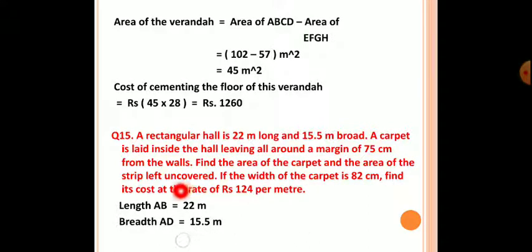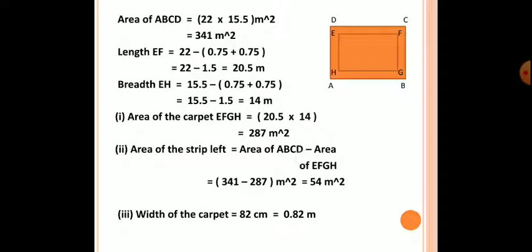So length AB is equal to 22 meter. That is, I have drawn the figure in the next slide. So the length of the room, or the length of the hall AB, I have taken as 22 meter, and the breadth of the hall is 15.5 meter. So let's see the figure over here.